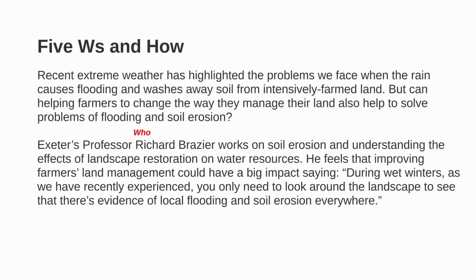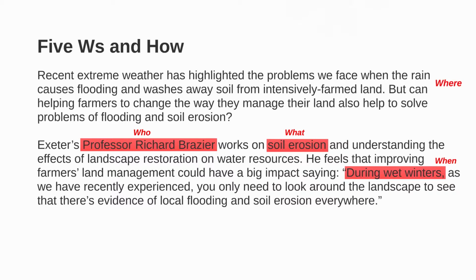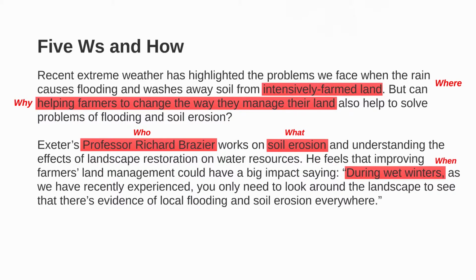who, Professor Richard Brazier. What? He works on soil erosion. When? The soil erosion is happening during wet winters. Where? It's happening on intensively farmed land. Why? What is he doing? He's helping farmers to change the way they manage the land. That's the whole point of his research. And how? Understanding the effects of landscape restoration on water resources.